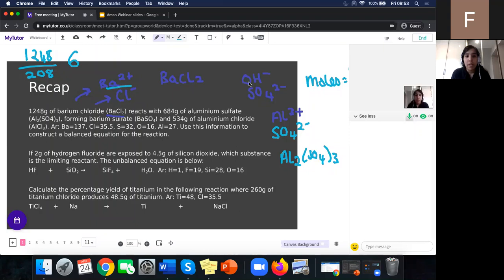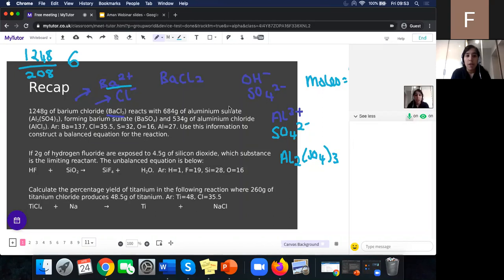Someone's asking me, isn't the MR of barium chloride 172.5, not 208? Remember, barium chloride is 1 barium plus 2 chlorines, and 2 chlorines make 71, so it's 35.5 times 2. So barium chloride is BaCl2. So it'd be 137 plus 71, which is 208.